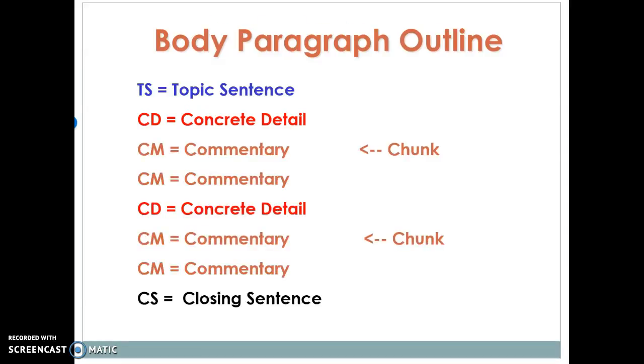Okay, so here's a reminder of what we just discussed, the body paragraph outline. I would definitely write this down and copy this in your notes. Topic sentence, then comes the concrete detail, 2 sentences of commentary at least, another concrete detail, 2 sentences of commentary, reminder those are your chunks, and then ending with your closing sentence.